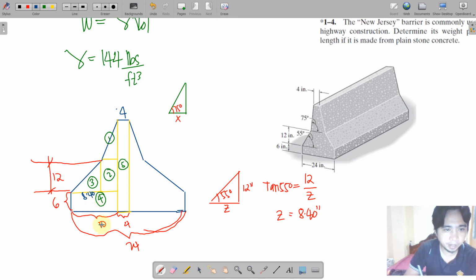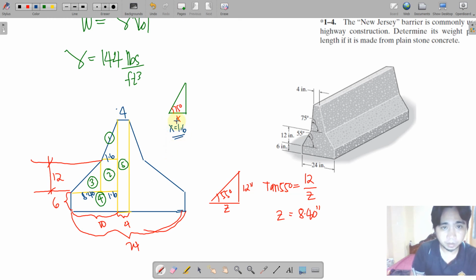What is the remaining if this is 10? What is this dimension? So 10 minus 8.4 is 1.6. So basically this is 1.6. Okay. And this is 1.6 as well. Okay, that is what we are looking for. X is equal to 1.6 here. This is what we are looking for a while ago.